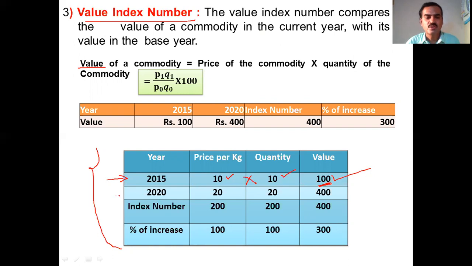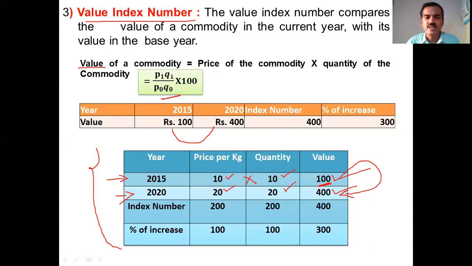In the year 2020, that is the current year, the price per kg is 20 rupees and the quantity produced is 20 kg, so 20 into 20 is 400 rupees. So the value has increased from 100 rupees to 400 rupees, which I have specified in this table, from 100 rupees in the year 2015 to 400 rupees in 2020. So if you calculate the index number by using this formula, that is P1 into Q1.